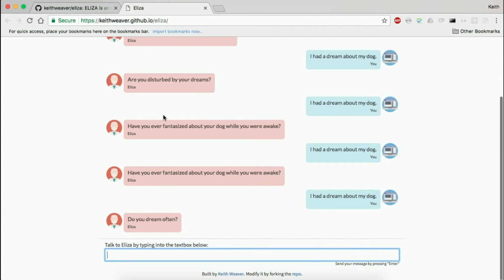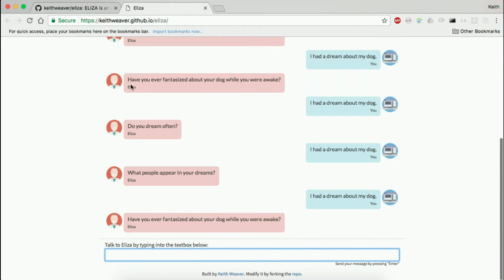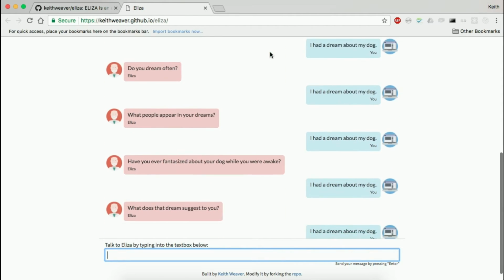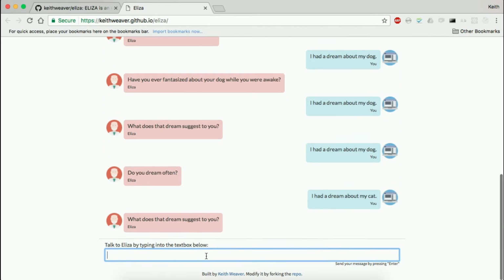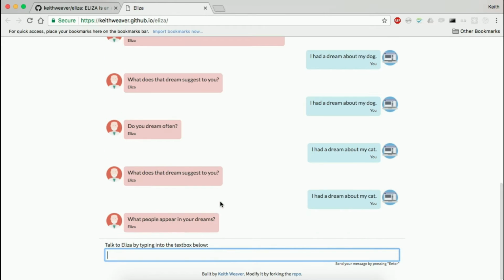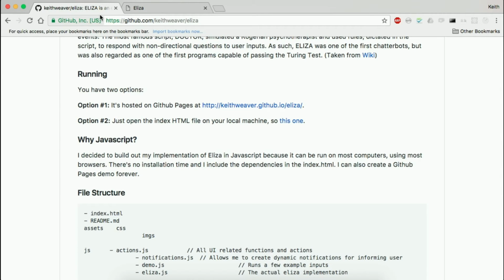And as you can see, there's only so many responses. It says, have you ever fantasized about your dog while you're awake? Now, it's taking what I exactly said and putting it into context. So I can say the exact same thing about my cat, let's say. And it says, have you ever fantasized about your cat while you were awake? Now, what it's doing here is finding particular points in your sentence and modifying it using essentially wildcards. I'm going to go into more detail on how that's all built.